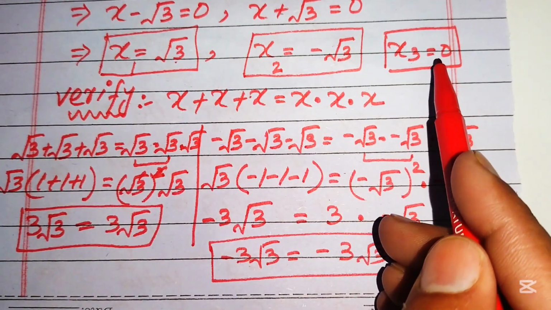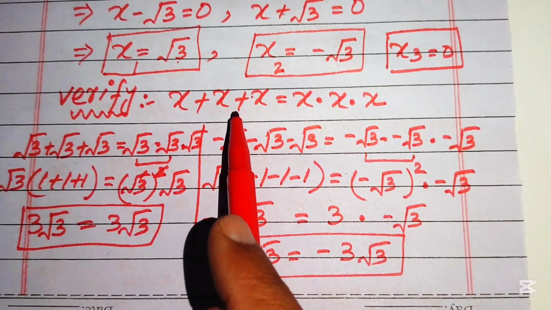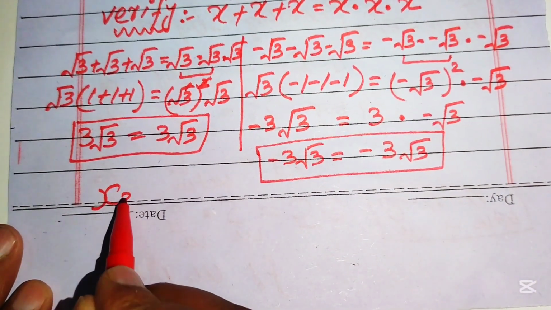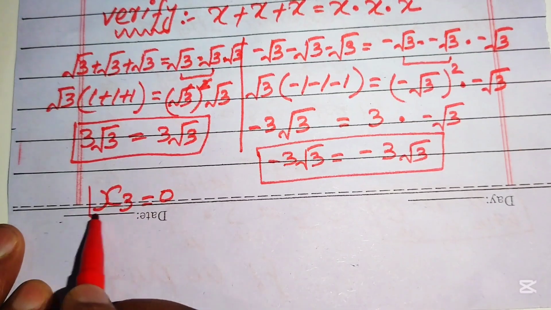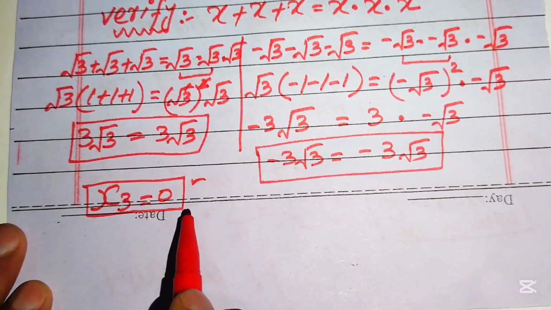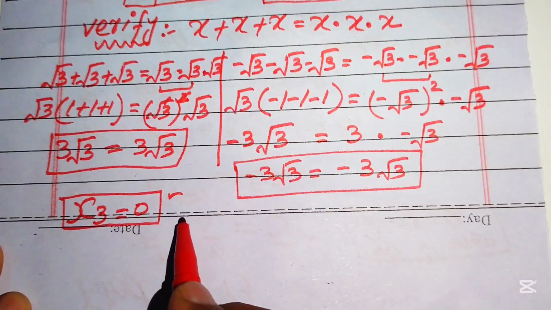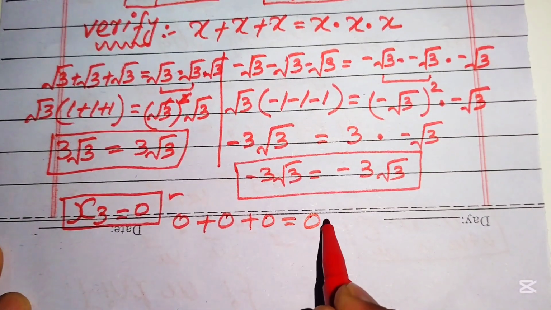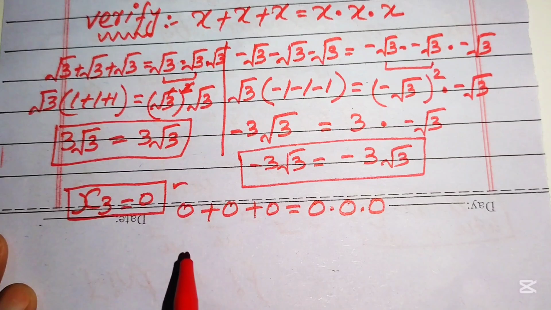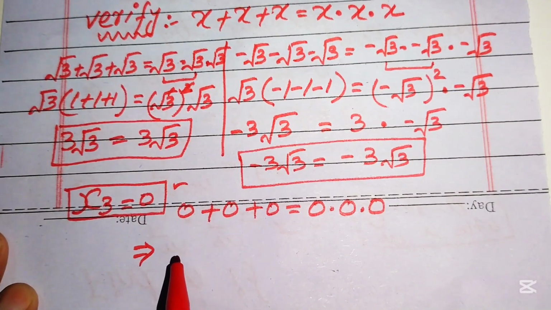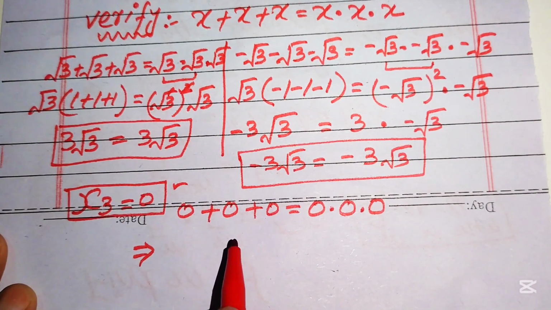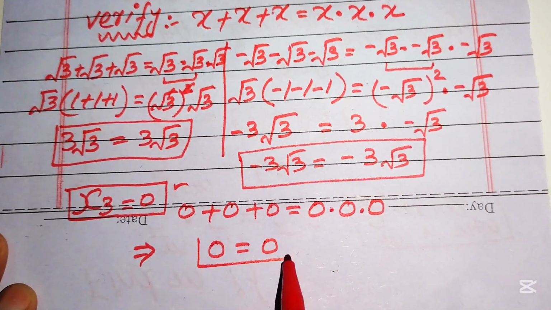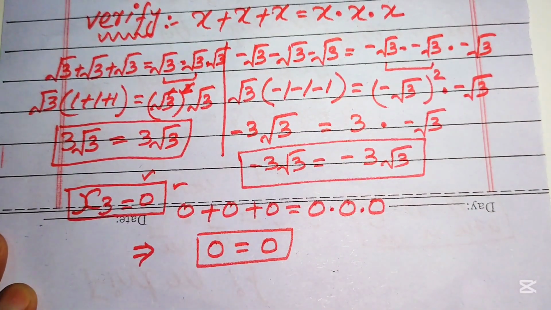Similarly, we substitute 0 on both sides. Our third value is x3 equals 0. Now we verify this solution. We substitute this value on both sides, and it will be written as 0 plus 0 plus 0 equals 0 multiplied by 0 multiplied by 0. When you add 0 three times, it becomes 0, and when you multiply 0 three times, it also becomes 0. This shows that the third root also satisfies the given equation.